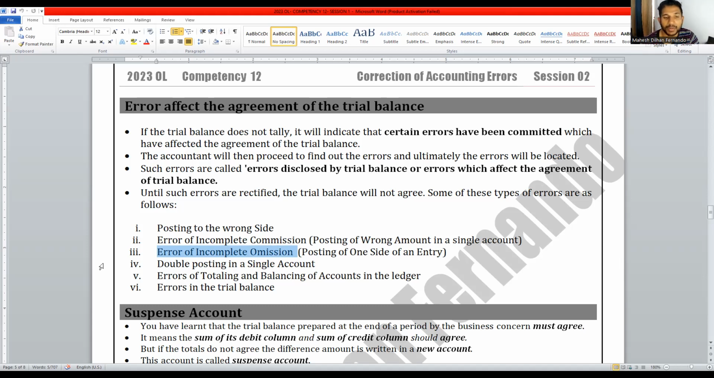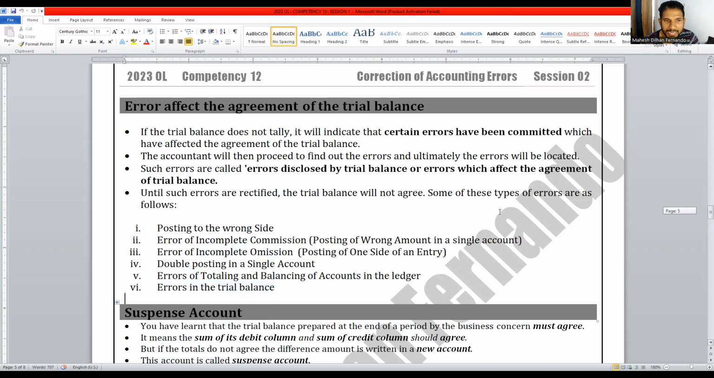The next is double posting in a single account. And the next is errors of totaling and balancing. Sometimes you can make errors while it is balanced. And the last is errors in the trial balance. Good. Now look at this one.